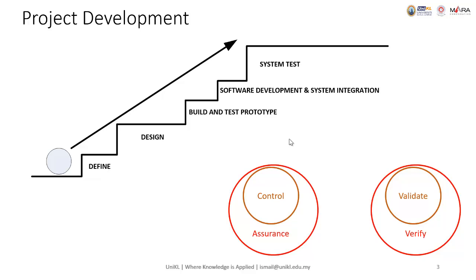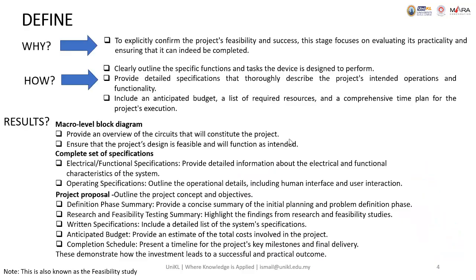All right. So actually, when we talk about quality, project development is in control and finally assurance. So verify, validate, and verify. Those are two terms, two concepts or words that we use in project development.